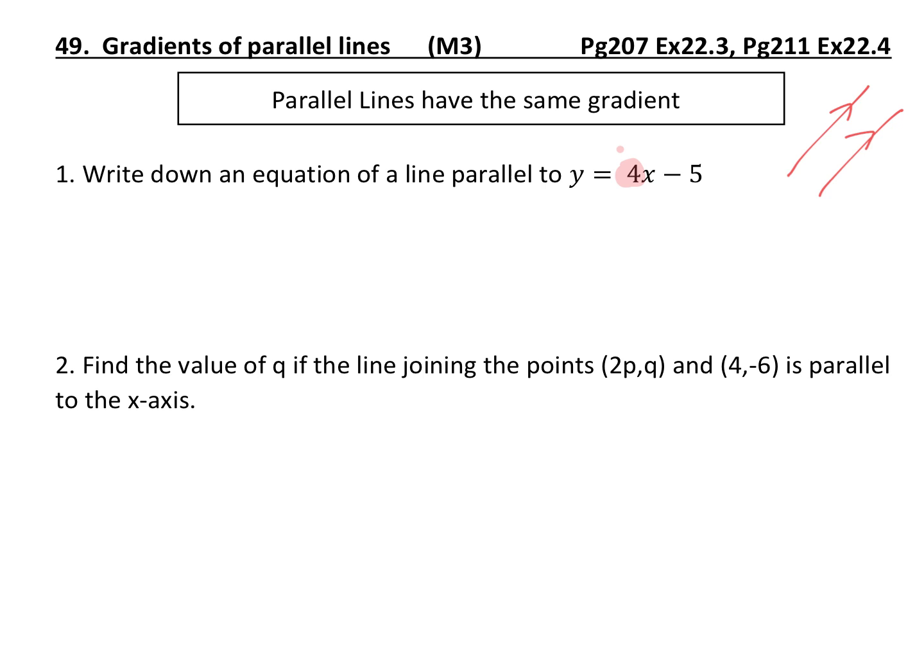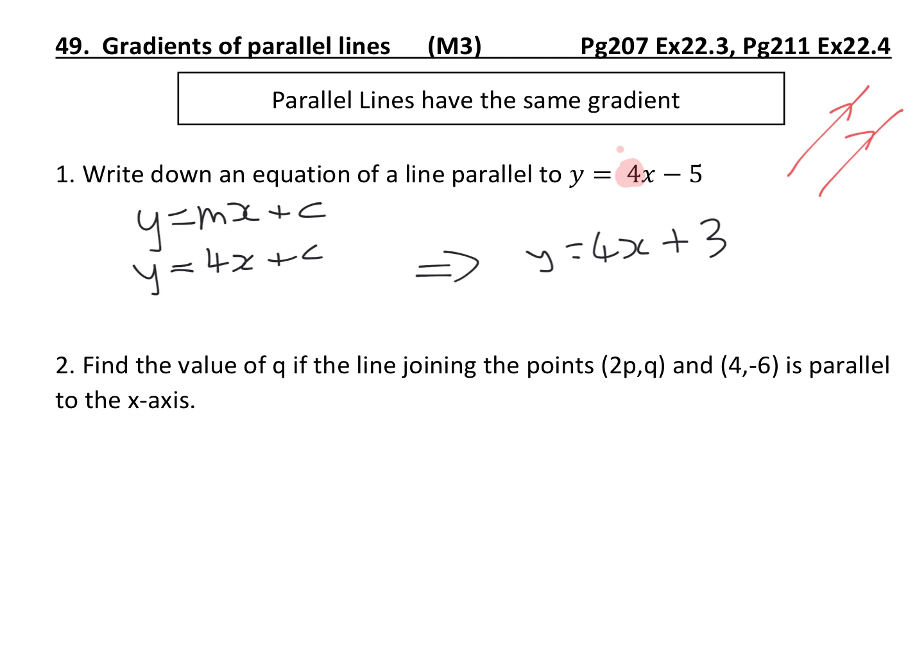If we're going to write down a parallel line, first of all, it's going to be straight as well, so it'll be y equals mx plus c. If it's parallel, the gradient's the same, so it has to be 4x plus c, and that's okay as an answer, or you can change c to be any value. So this is just one answer, y equals 4x plus 3. The main thing is the number of x's has to be the same.